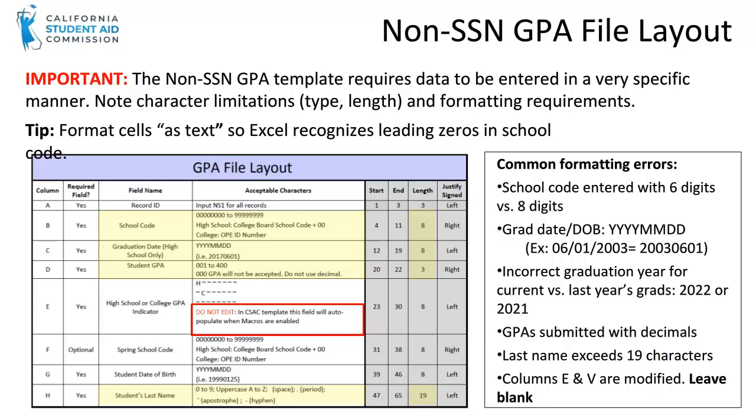For example, the last name field allows a maximum of 19 letters, so you may need to cap the last name if it exceeds 19 characters. This is a common issue with students who use two last names.